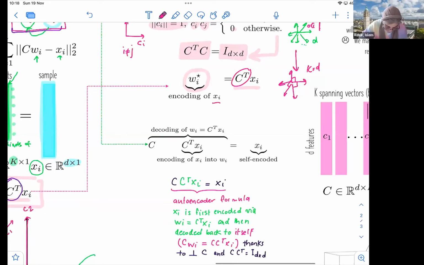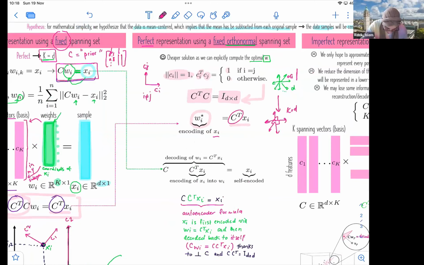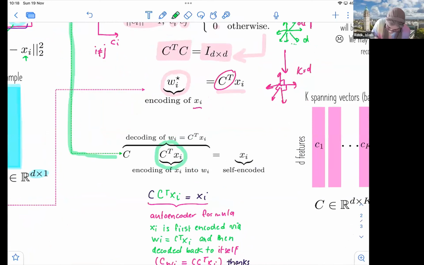And if we take the original mathematical formula of the representation that we have, C Wi basically equals xi. So we have xi decoded. This wi part, this first part, is actually the encoding. So here we encode xi using C transpose. And then the second part, we actually decode this wi, which is this term, into xi.